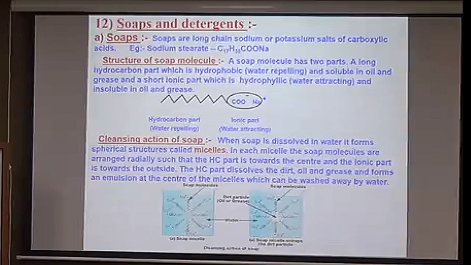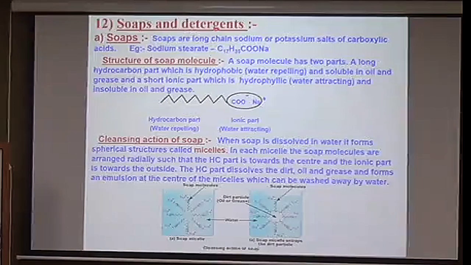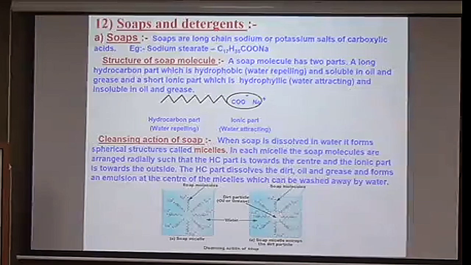So what do we use? We either use soaps or we use detergents. Actually, soaps make a bridge between the oily dirt and water and help in the removal. So let us understand how soap helps in removal. This is the ionic end of soap which dissolves in water, and this is the carbon chain which will dissolve in any organic solvent or with other carbon chains. So soap molecules have two parts, the ionic head and the long carbon tail.